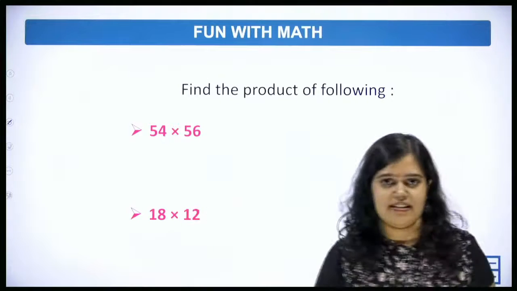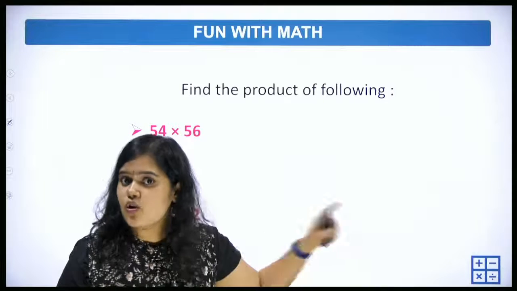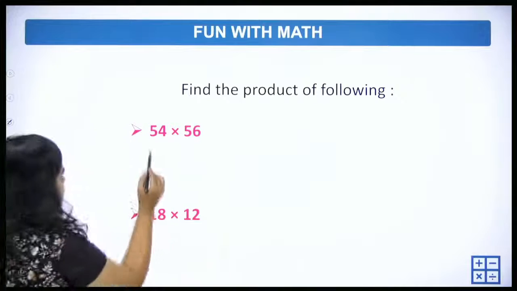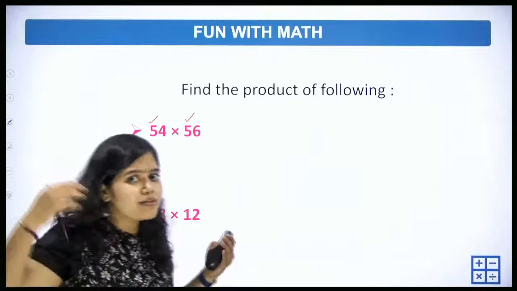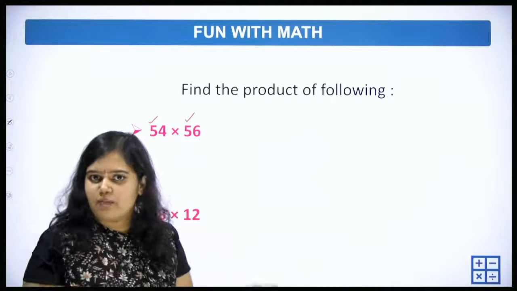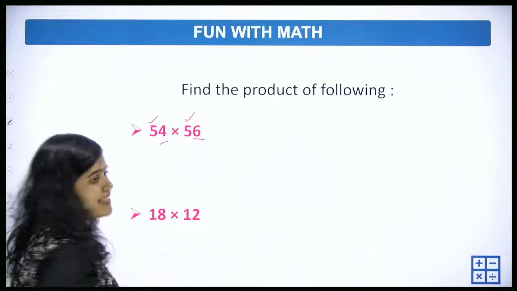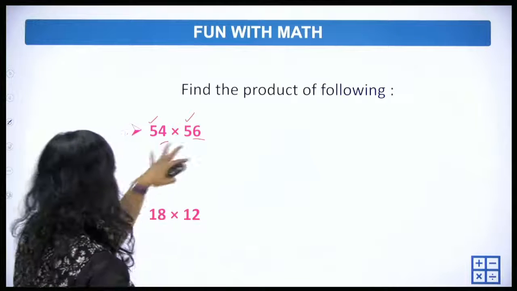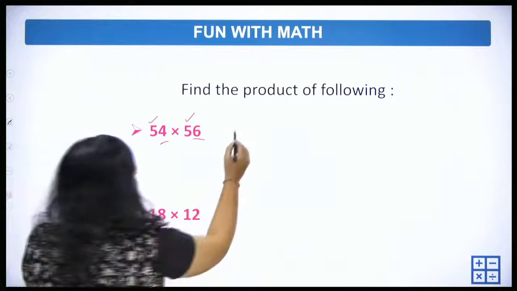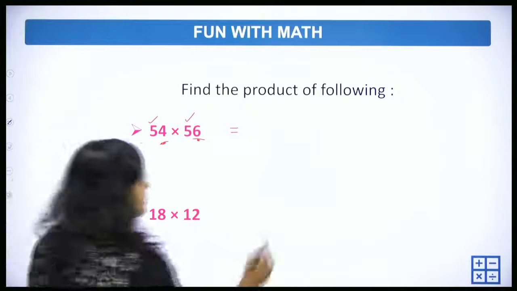54 into 56. So first of all, check: can we solve this using the trick or not? How will we check? Tens place is the same, rule 1 satisfied. What is rule 2? Rule 2 is the sum of ones place should be equal to 10. 4 plus 6, is it equal to 10? Yes, it is equal to 10. So we can use the trick, and on using the trick, 4 into 6 is 24.